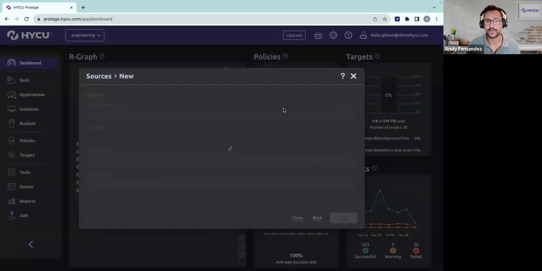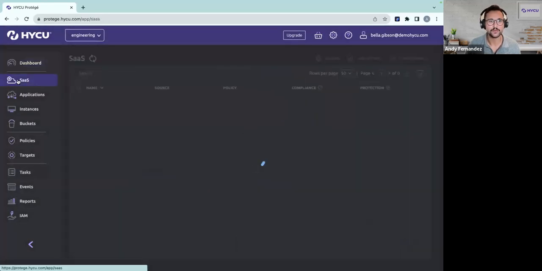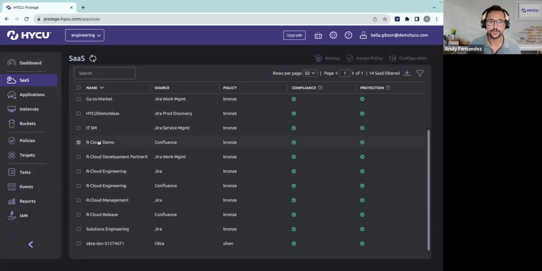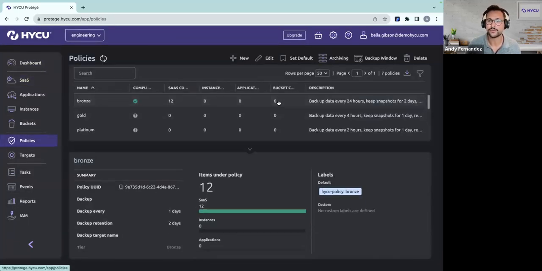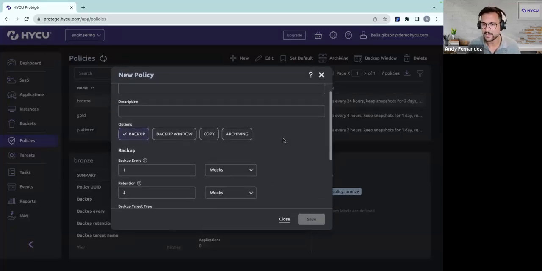You say, oh, this customer has Okta, let me add Okta as a source. And what does that actually mean? Well, we discover all of the sources that belong to it. And what you're able to do is create a backup policy for that customer. So that customer, for example, is a highly secure environment, and they're very worried about data loss. They're very worried about exposure.